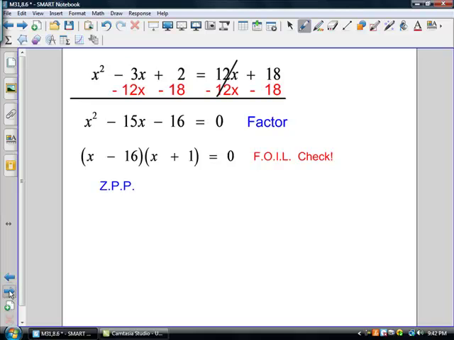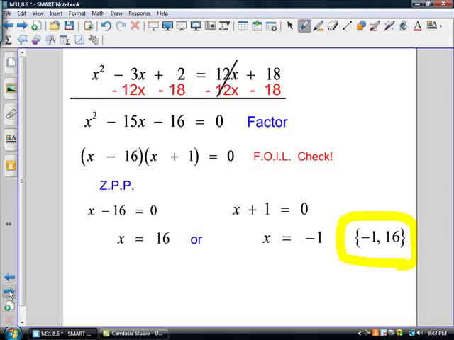Next, we apply the zero product principle and set each binomial factor equal to 0 and solve for x. One proposed solution is positive 16. Or, setting x plus 1 equal to 0, x is negative 1, and thus we have two proposed solutions, negative 1 and positive 16.